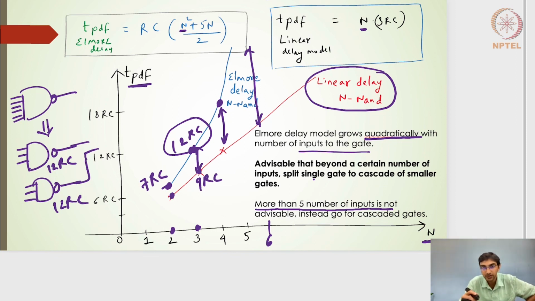One thing is, when I have more than 5 inputs, the linear delay model estimation will be completely off. The second thing is that the Elmore delay method, which is more appropriate, still shows the delay increasing quadratically with the number of inputs, so it is going to be very, very high. So why not reduce the number of inputs and redesign the circuits? We need the same output, but by using multiple such NAND gates or multiple such NOR gates, each with fewer inputs.